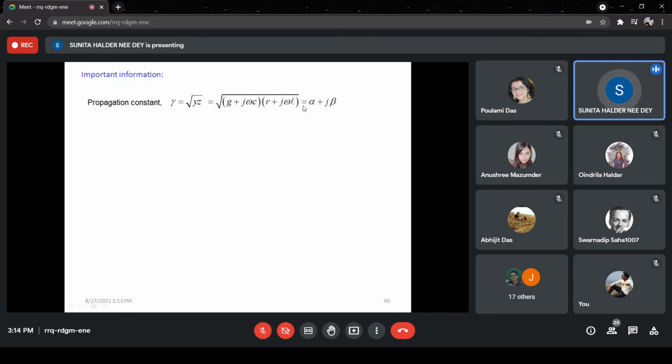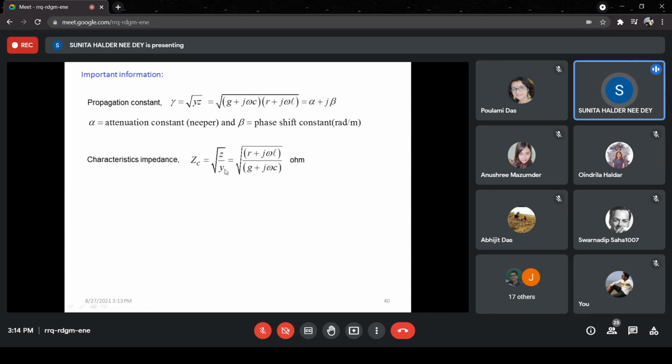But you must remember, the root of any complex number cannot be done directly in a calculator. In a modern calculator it may be there, but you must try that. Otherwise we have to take the root of the magnitude, and we have to halve the angle to find the root. Alpha is called the attenuation constant. Its unit is Neper. And beta is called the phase shift constant. Its unit is radian per meter. Characteristic impedance is the root over z by y, sorry. Then r plus j omega l will be the numerator, g plus j omega c will be in the denominator.